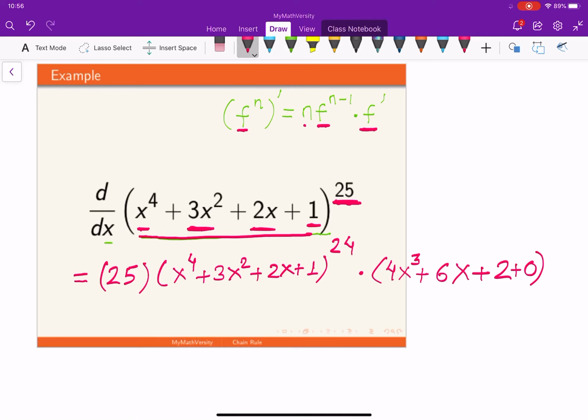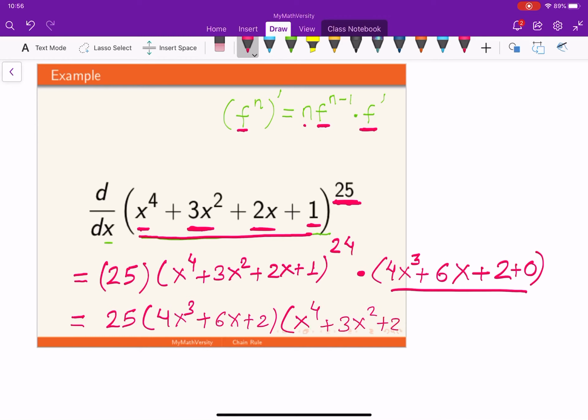The derivative is done over here, but if you want to simplify this or rewrite it in an alternative form, we can write it as 25, which is a constant, multiplied by 4x cube plus 6x plus 2. This is our f prime, and since there is a product, we can reorder this if we want. So we can write it this way, times x to the power 4 plus 3x square plus 2x plus 1 raised to the power 24, and this is the required derivative of the given function.